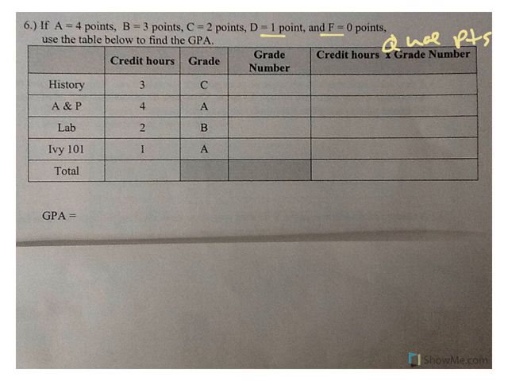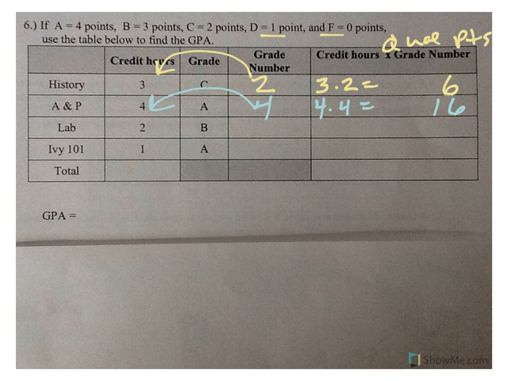Now, credit hours. When you earn a grade of a C in history, a C gives you 2 points. That 2 points is per credit hour. So how many total points did you earn? Well, 3 times 2 is 6. So history earned you 6 points, 2 points for each credit hour. Now, in A and P, you got an A. An A is 4 points per credit hour. So 4 times 4, you earned 16 points in A and P. High five. I could not get an A in A and P.